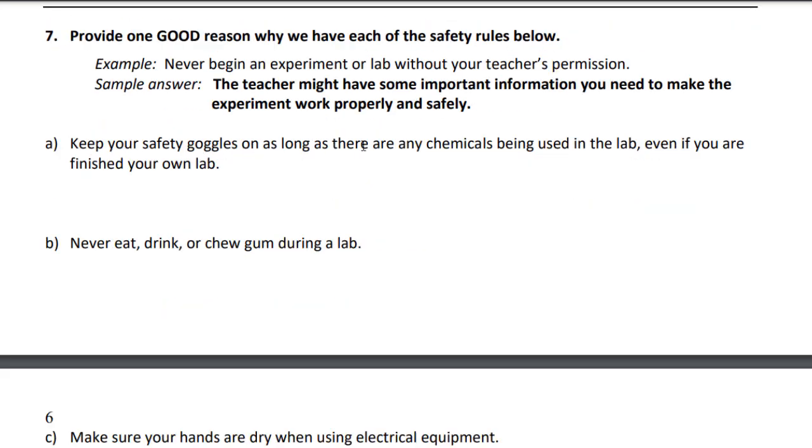Keeping your goggles on as long as there are any chemicals being used, even if you're finished your own lab. Why might that be a smart thing to do? Okay, so you want to make sure that you're not going to get splashed by somebody else's lab.